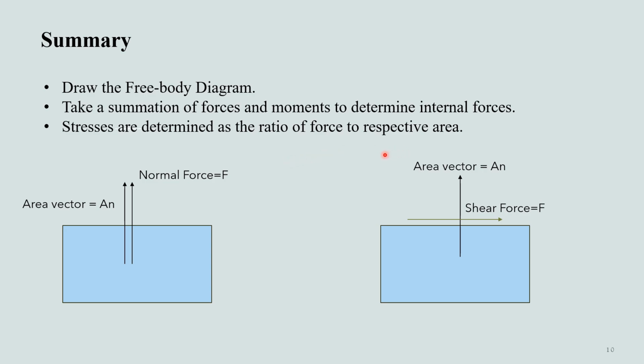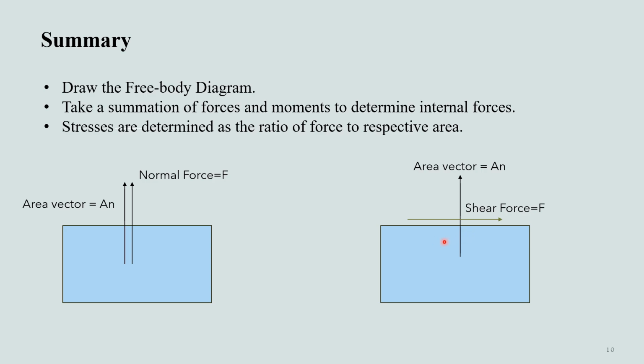By respective area, I mean that if you need to determine normal stresses, then the ratio of normal force and the area whose area vector is parallel to the normal force is taken as the respective area for determining normal stress. However, in order to determine shear stresses, you have to take a ratio of the shear force and the area whose area vector is perpendicular to the shear force.